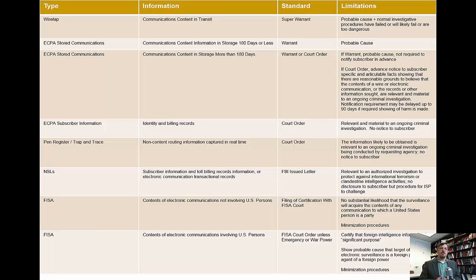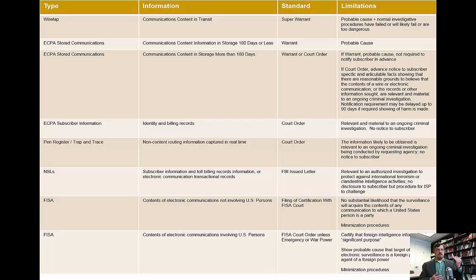Then we have the Electronic Communications Privacy Act, and what the ECPA does is set out procedures for the government to obtain either information that is in storage, electronic storage, or information that is simply identity and billing records. And the ECPA divides up the content of communications from what we might consider header information, which is information about the transit or identity of who is receiving certain communications.